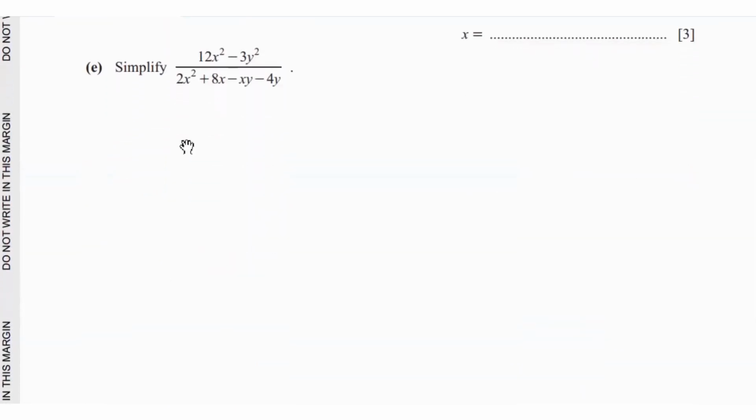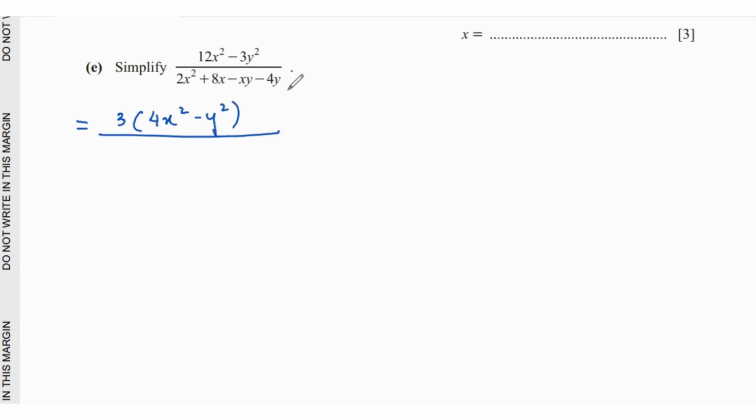Then it says simplify 12x squared minus 3y squared divided by 2x squared plus 8x minus xy minus 4y. So for this, we're going to see how we can factorize this, and if there is anything common between the numerator and denominator. If you look at the numerator, we know 12 and 3 come in the same times table. So let's take 3 common, and we're left with 4x squared minus y squared over here.